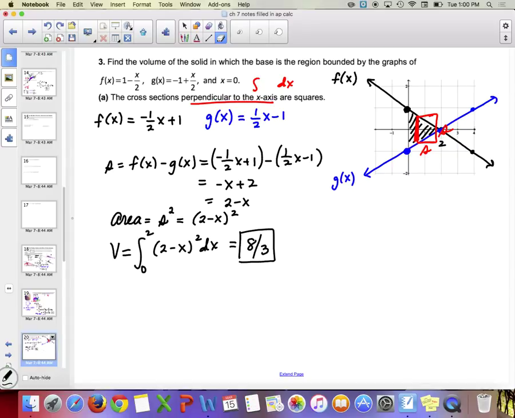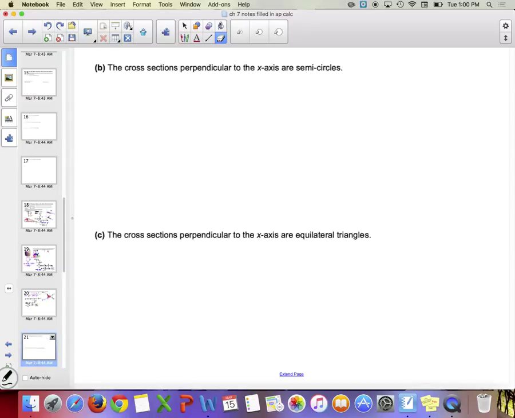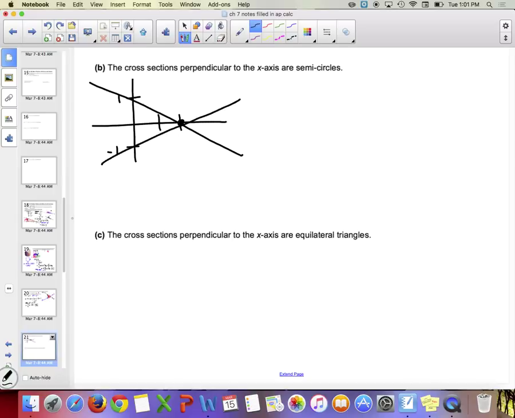All right, so the next up. This is the same base. So you're still going to do your negative 1/2 x plus 1 and your 1/2 x minus 1. So we're going to go ahead and sketch out that same base. So we have our f of x line and we have our g of x line. And we're still in this little area here. But now we have a semicircle coming up off of this. And again, it's perpendicular to the x-axis. It's going to look like that. Can you guys see that?